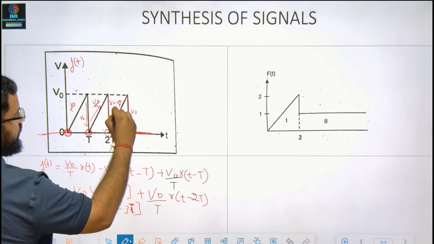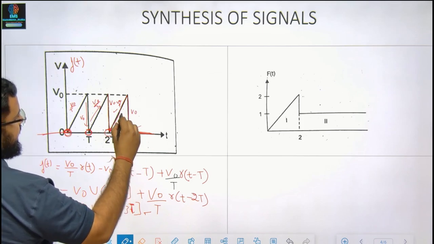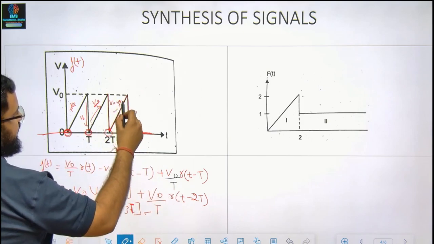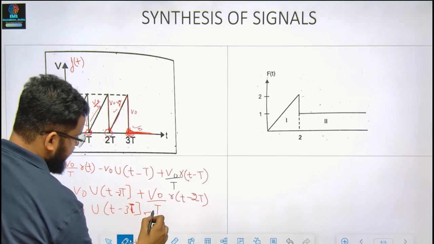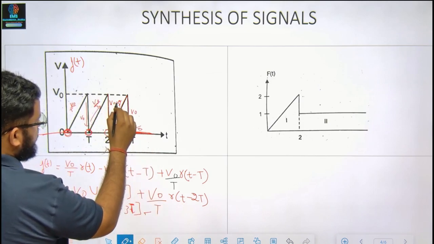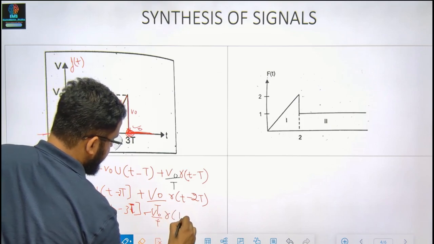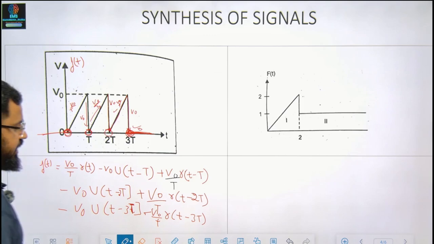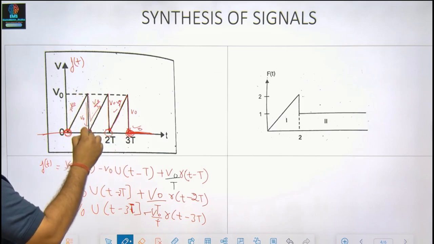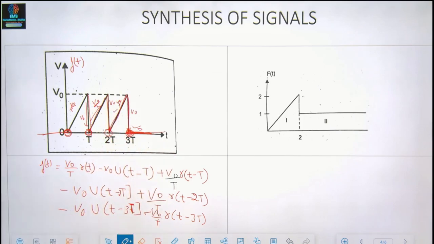Remember this point, we have to negate this also, because at this point slope is 0 and it is rising. So final slope will be 0 minus this, 0 minus this. So that would be minus of V naught by T R of t minus 3T. Clear everyone? So what are the change points? 1, 2, 3, 4. At this point, there will be a drop, there will be a rise, there will be a drop, there will be a rise, there's a drop, and we have to put it as 0.